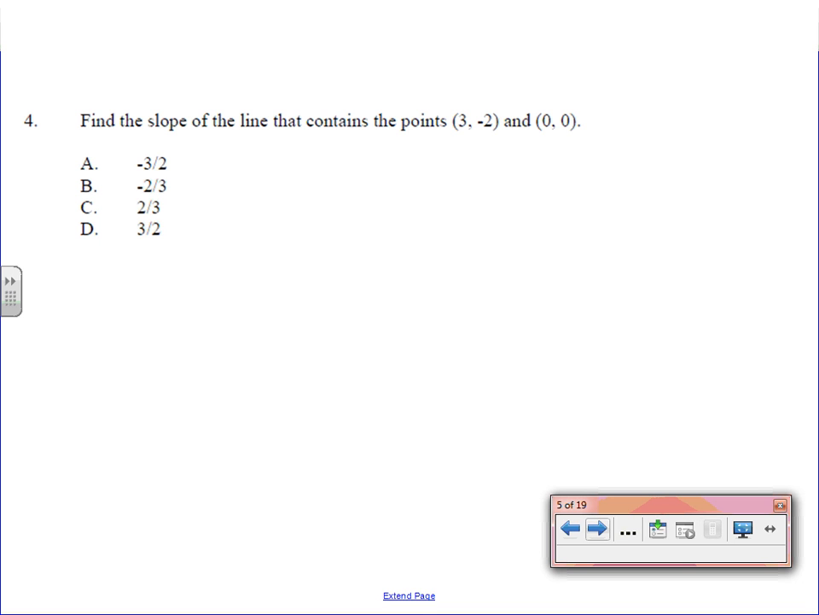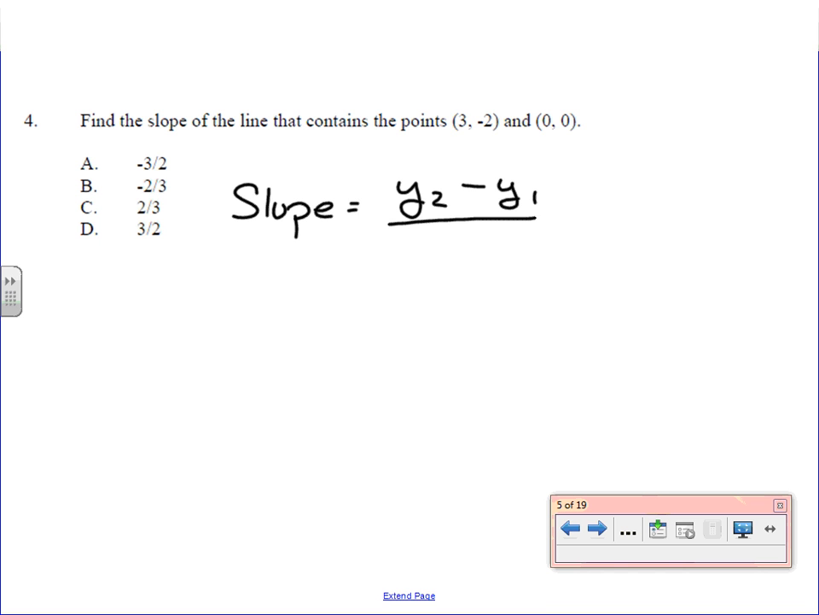Okay, we're moving on to the next one. Number 4 says, find the slope of a line that contains the point 3, negative 2, and 0, 0. I want to know what is the slope. We can do this one of two ways. First way I can do it is using the little formula that I gave you at the beginning of the year, which said y2 minus y1 divided by x2 minus x1. Anytime we have two ordered pairs, we can find the slope using this little formula.